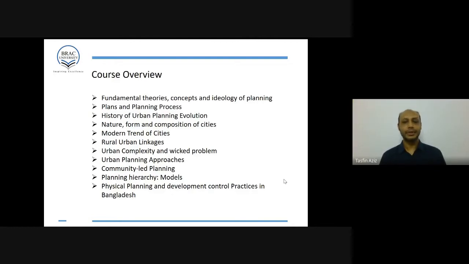Then in the later section of the course, we will learn different models of planning to understand hierarchical planning processes. And in the end, we will learn about physical planning and development control practices in our country. Mostly we will be talking about the city development and development control authority, which in our case is Rajuk. By understanding all these mechanisms, we will know how Rajuk is actually implementing its planning approaches on the ground. With this note, we will be ending our course.